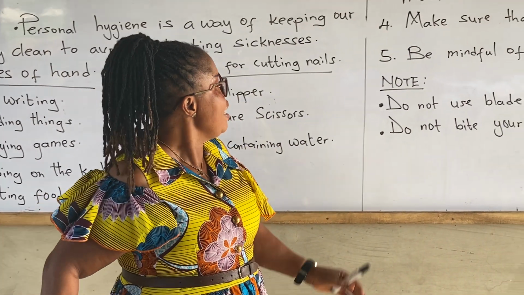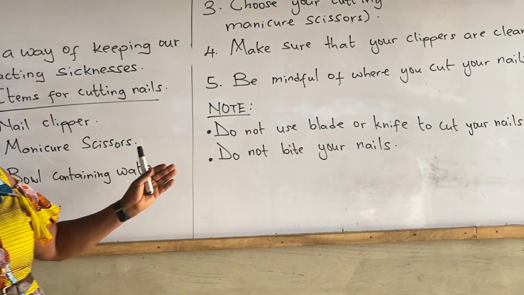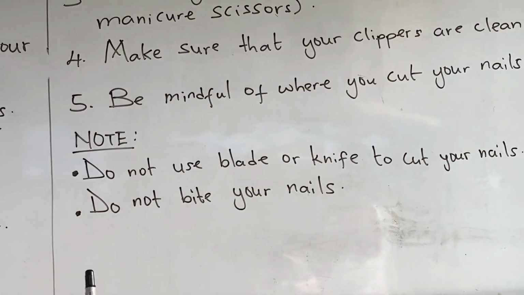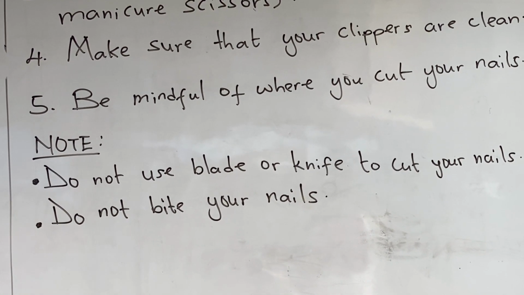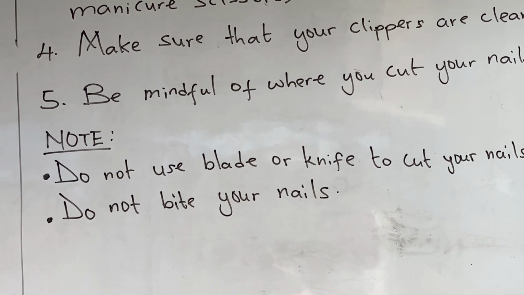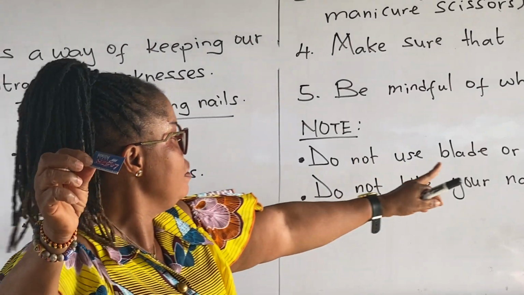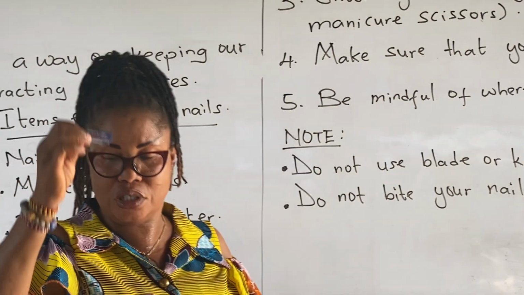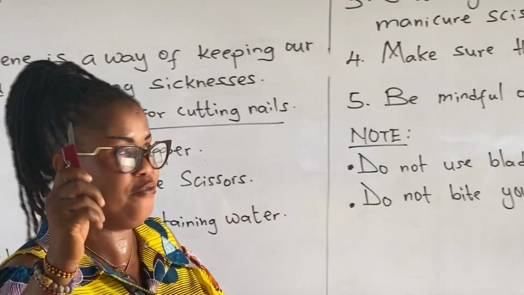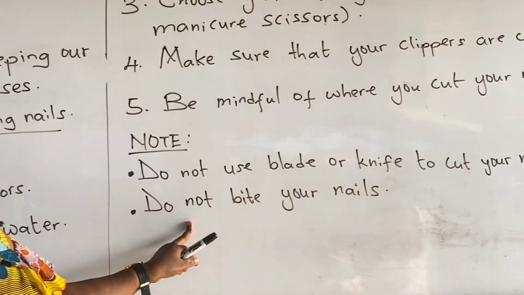Now, here are some of the items that most of you may use, like a blade to cut your nails. It is very dangerous. You can cut yourself. Or a knife to cut your nails.